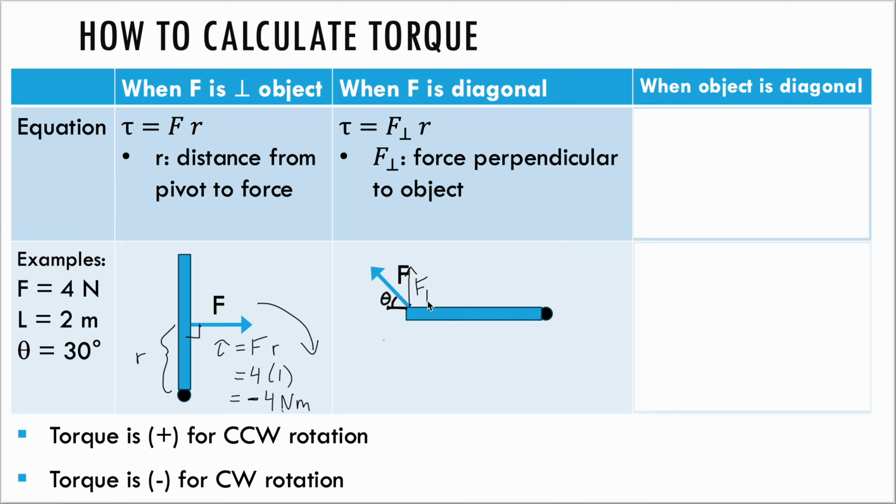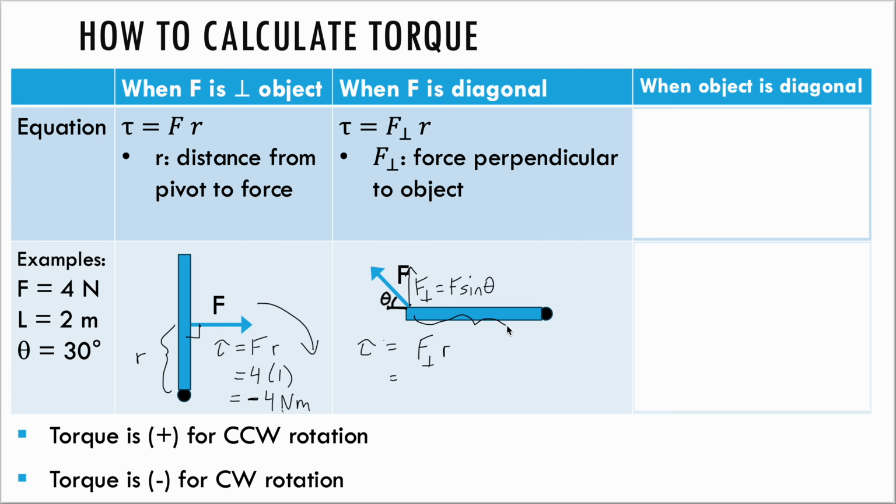This is F perpendicular. We can see that it's opposite to the angle. It's easier to see if you draw it here. So that means that F perpendicular is F sine of theta. Now we're ready to use torque equals F perpendicular R, we're going to have F sine of theta times R.